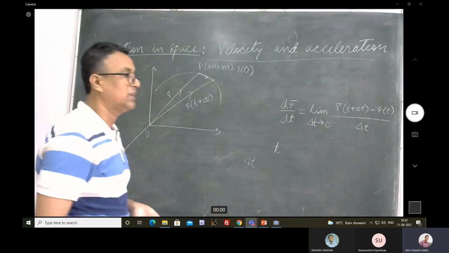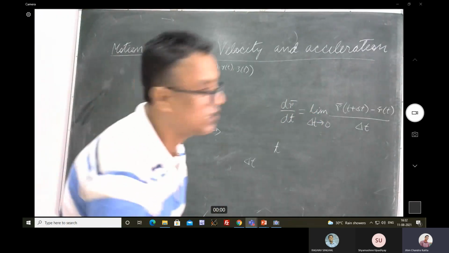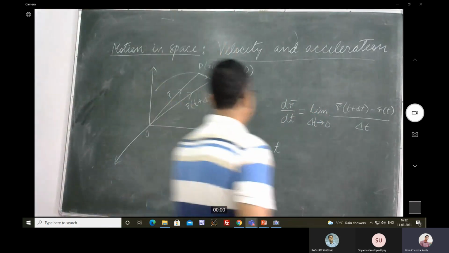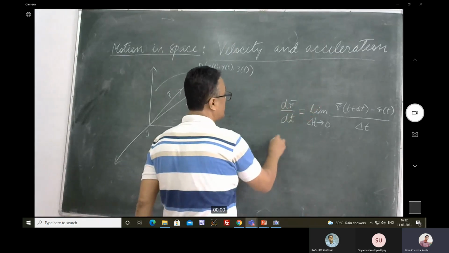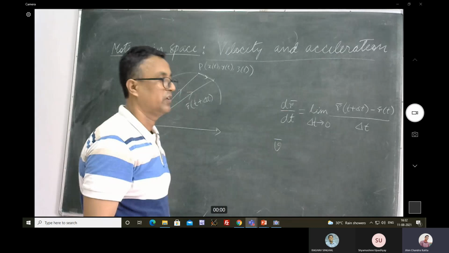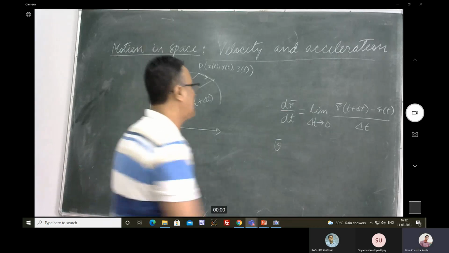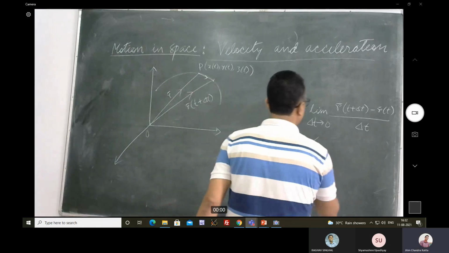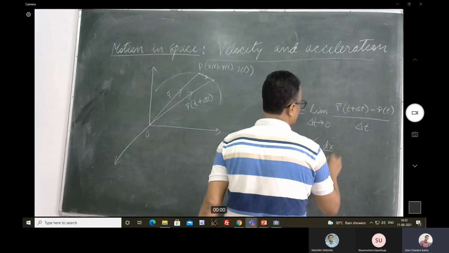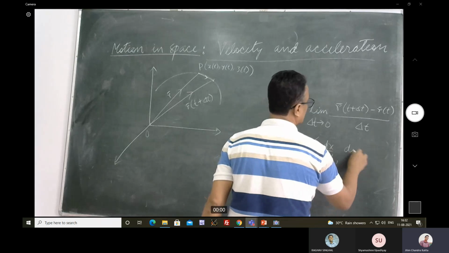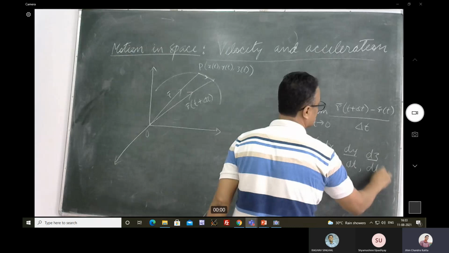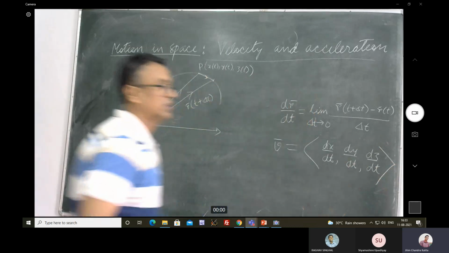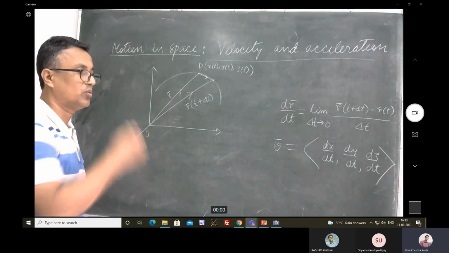Now remember, t denotes time. So you know that this is nothing but the velocity vector v. And from the formula that we devised earlier, its component along the x, y, and z directions is simply given by this. Is it okay?